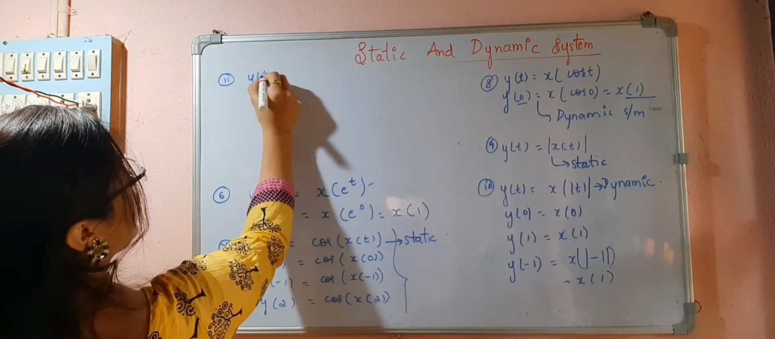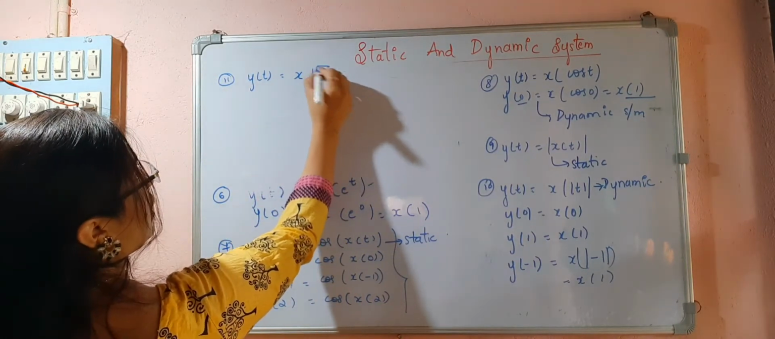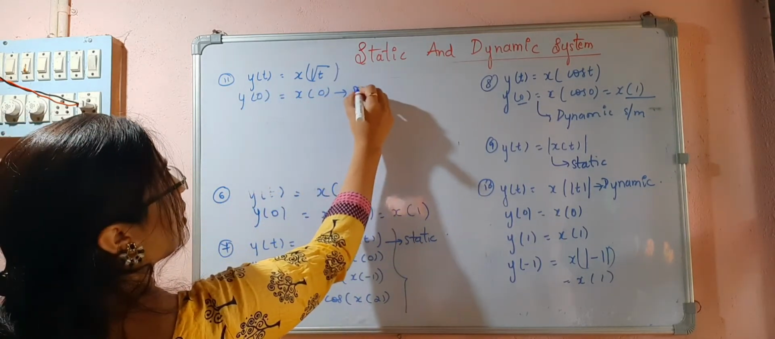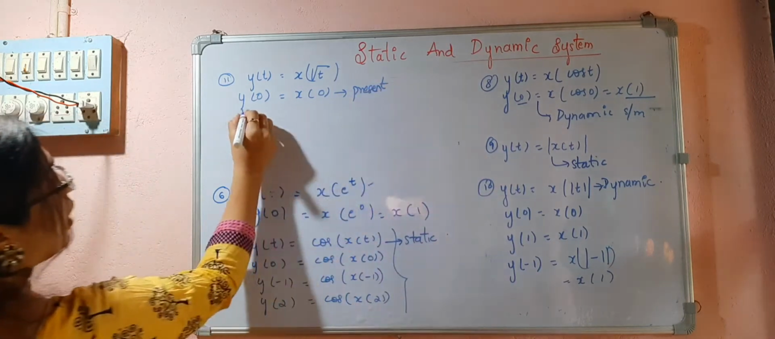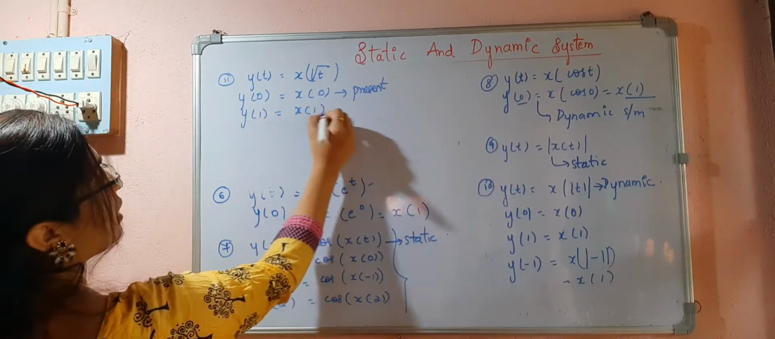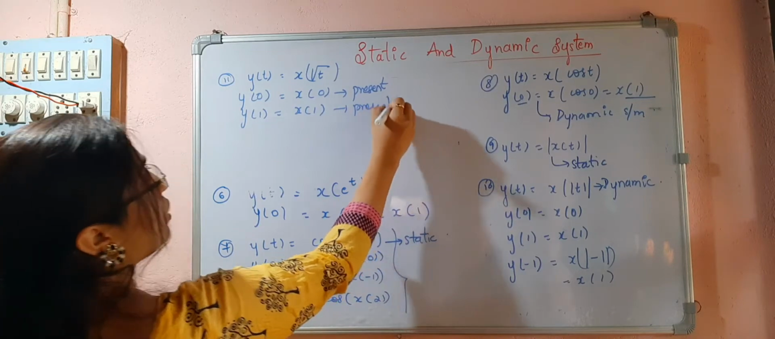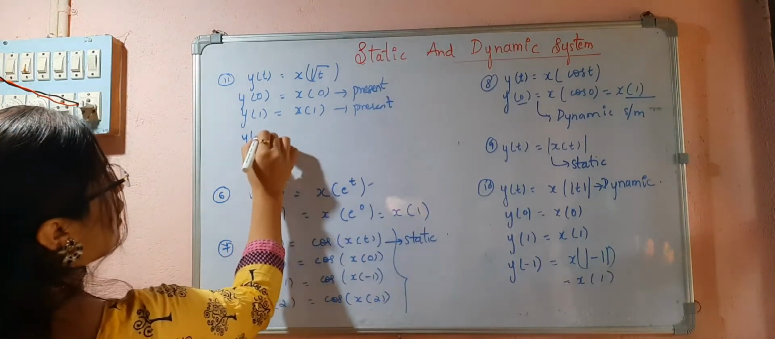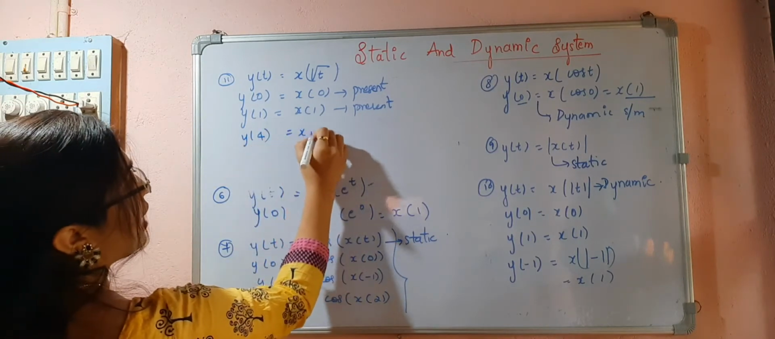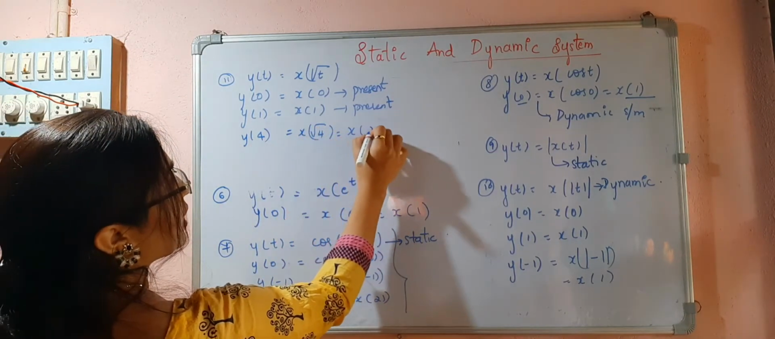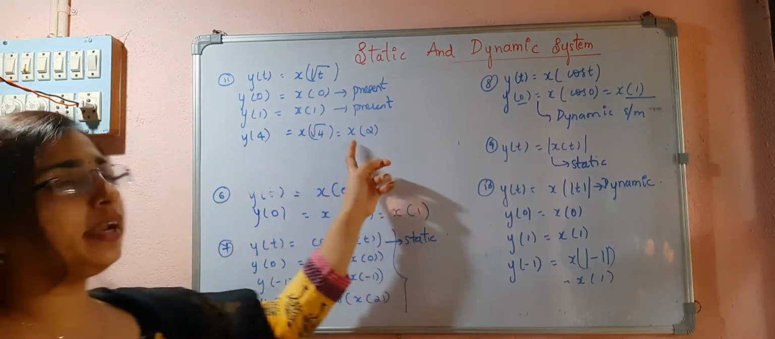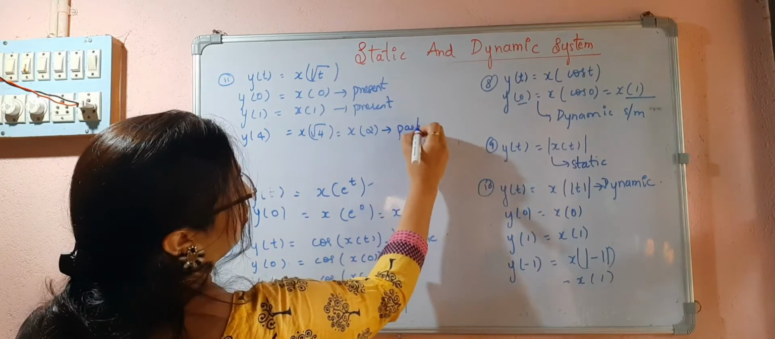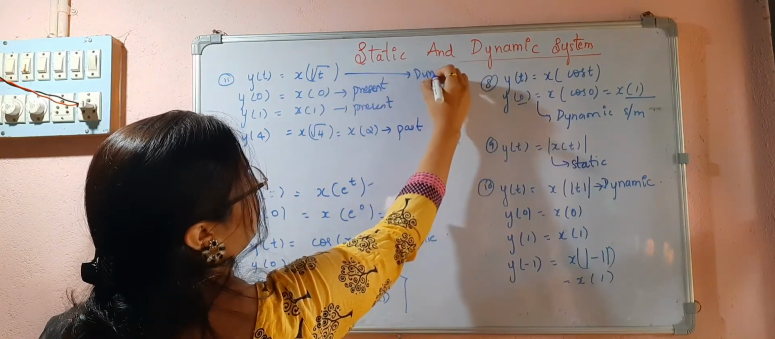Eleventh one, y of t is equal to x of square root of t. y of 0 is equal to x of 0. So it is depending upon the present. y of 1 is equal to x of 1. This is also present. So just don't go and write that this is a static system. When I take y of 4, you get x of square root of 4, which is x of 2. So now this is depending upon the future value of the input. So this is a dynamic system.